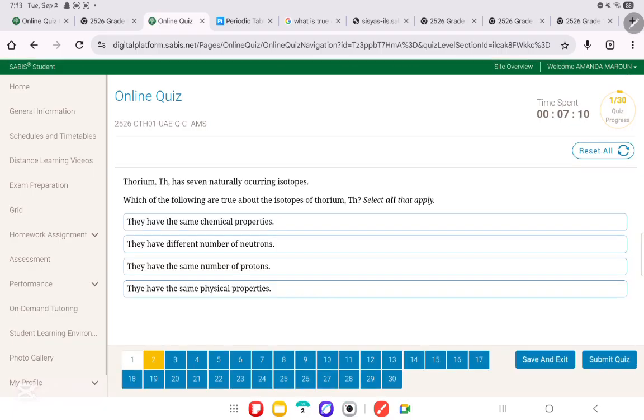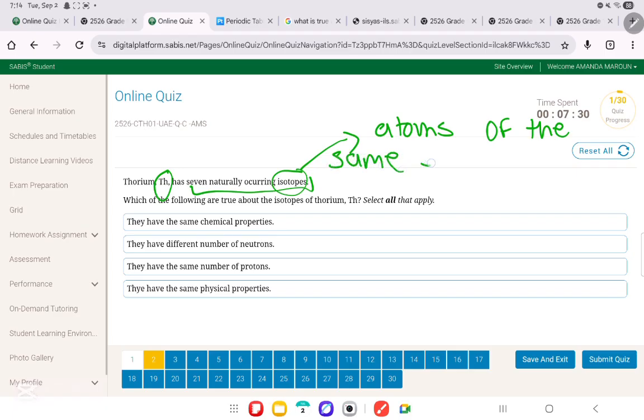Let's move on to question number 2. What does it say in question number 2? Thorium, TH, has 7 naturally occurring isotopes. First of all, what are isotopes? Isotopes are atoms of the same, pay attention, same element. They both have to be from the same element. It cannot be thorium and potassium. No, it's only thorium, so it's all thorium. It cannot be thorium, potassium, magnesium. No, it has to be all of the same element.